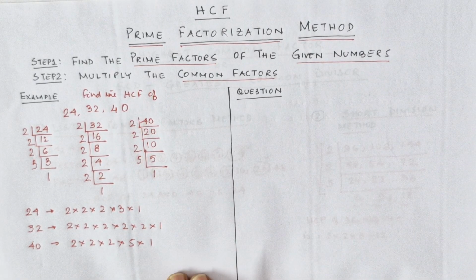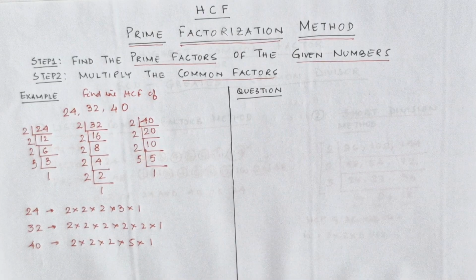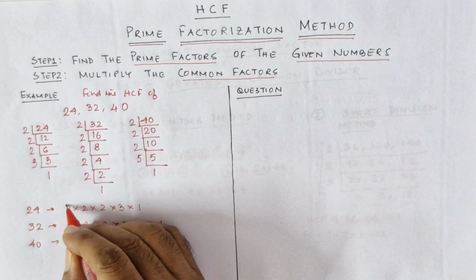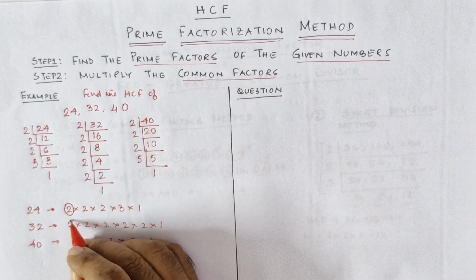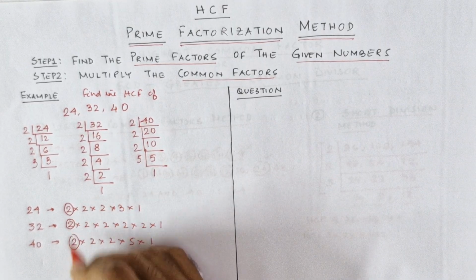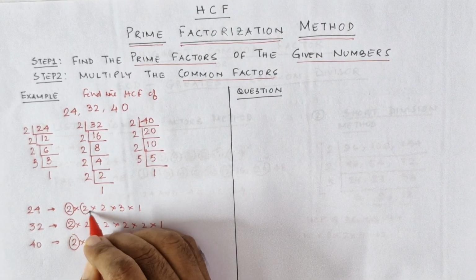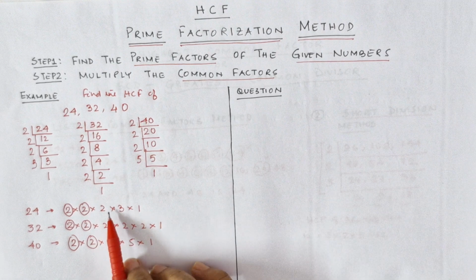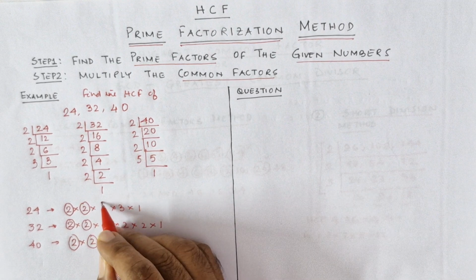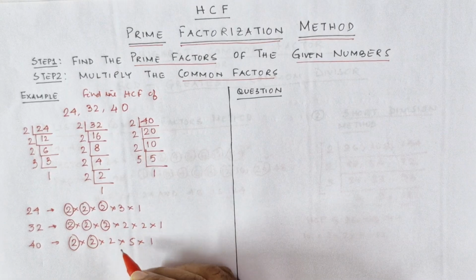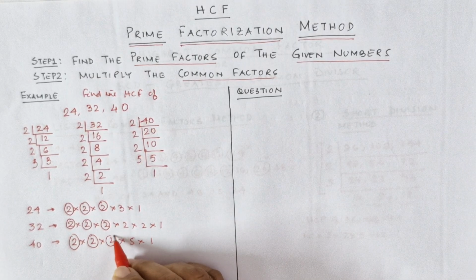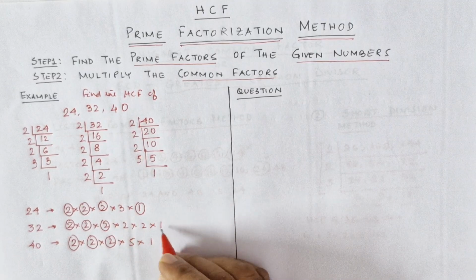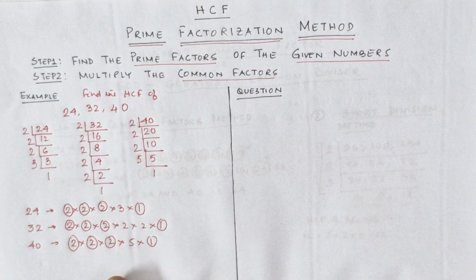Once you have written all the prime factors, go ahead and circle the common factors in each of the numbers. See, the first 2 is common in 3 of the numbers, right? So this is common, circle it. This is again common, circle it. Is there any other number which is common? Again this one. Got it? Is there anything more? So 1 is left and no other numbers are common.